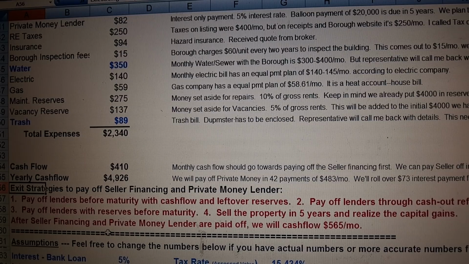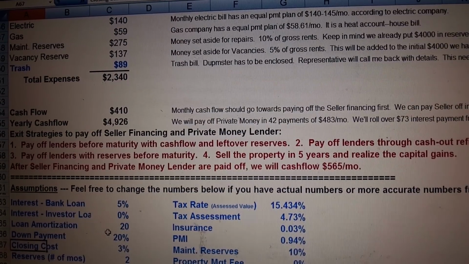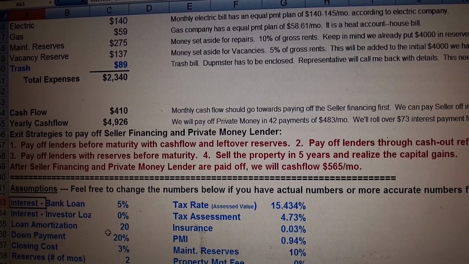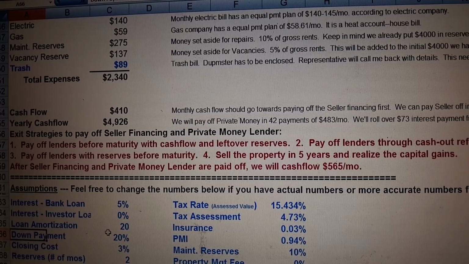So we pay them off, and we can realize the capital gains, and/or if we still have money left over in the reserves, that would just be our profit that we keep after 5 years. So you see, we have about 4 different ways of paying off these lenders. Okay, and at the bottom of the spreadsheet, it's just some assumptions that you put in there: interest rate for the mortgage, investor, down payment, stuff like that.